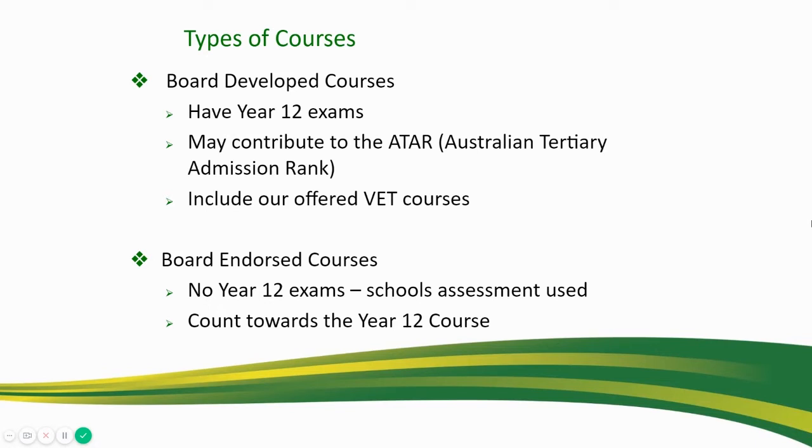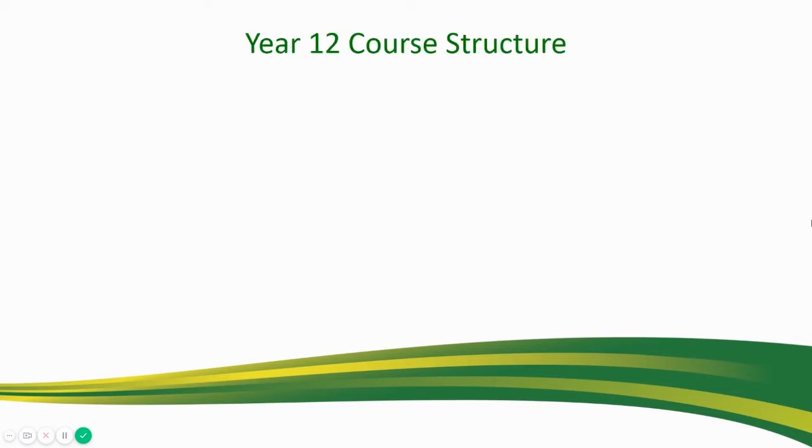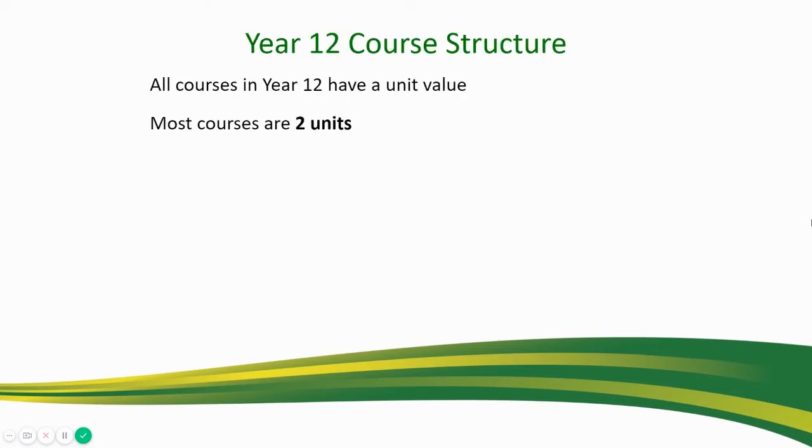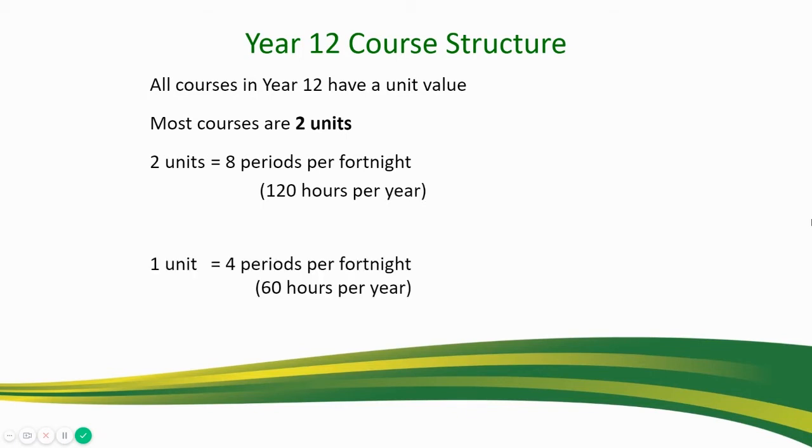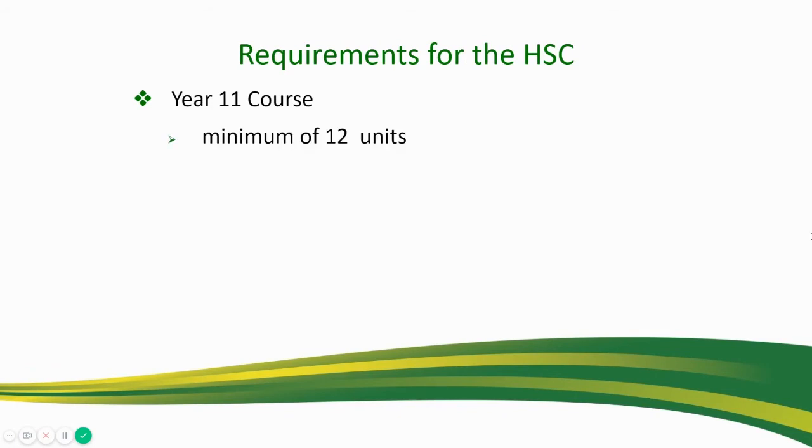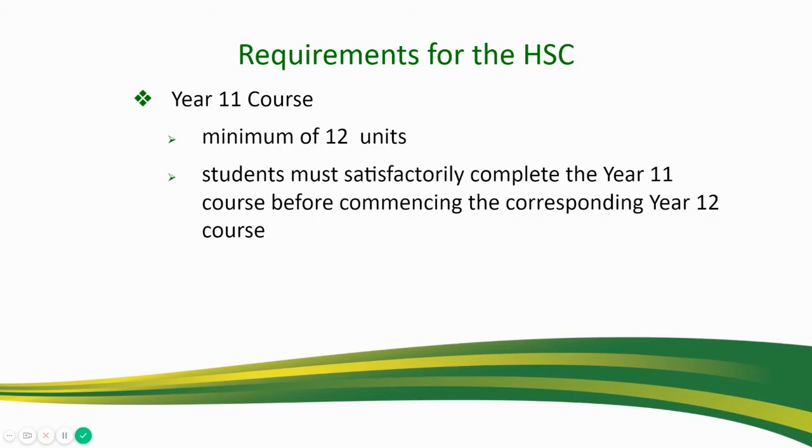Year 12 course structure. Year 12 courses have a unit value. Most courses are 2 units, and this equates to 8 periods per fortnight, which is 120 hours per year. 1 unit courses are 4 periods a fortnight, which equates to 60 hours per year. Requirements for the HSC: for the Year 11 course, a minimum of 12 units needs to be studied. Students must satisfactorily complete Year 11 before moving into Year 12 courses. For the Year 12 course, the minimum is 10 units.